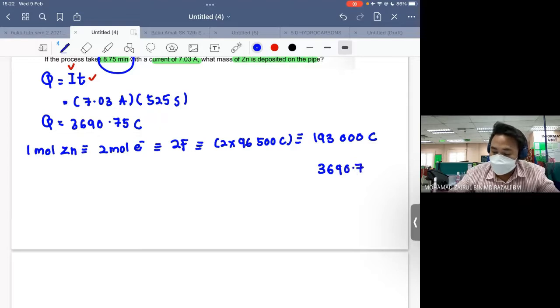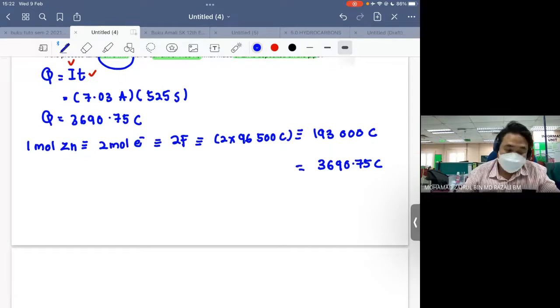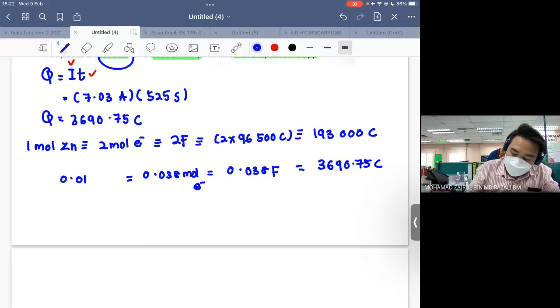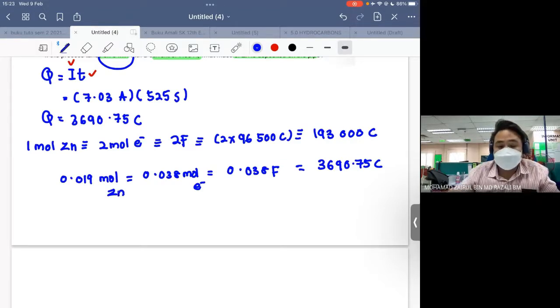Okay, sekarang ni charge ni kita ada 3690.75 coulomb. So kita buat terbalik pula. So 3690.75 coulomb is equal to, kalau awak kira awak dapat 0.038 Faraday. So 0.038 Faraday is equal to 0.038 mole of electron. Okay, so 0.038 mole of electron kalau awak kira bersamaan dengan 0.019 mole zinc. Macam mana saya dapat value-value ni? Saya guna ratio je. Dia sama yang macam stoichiometry tu. Dia sama je.